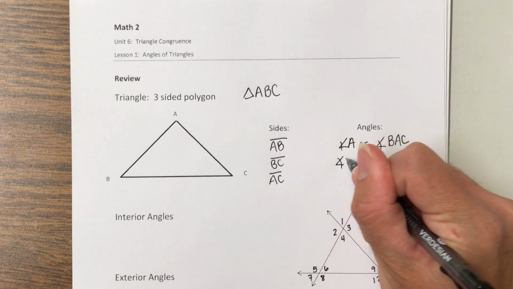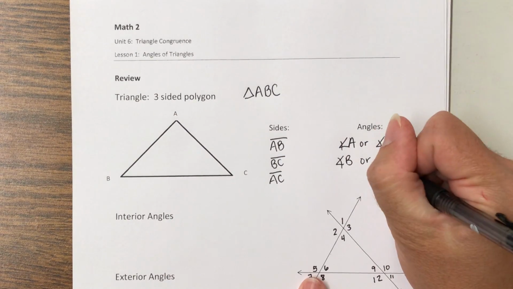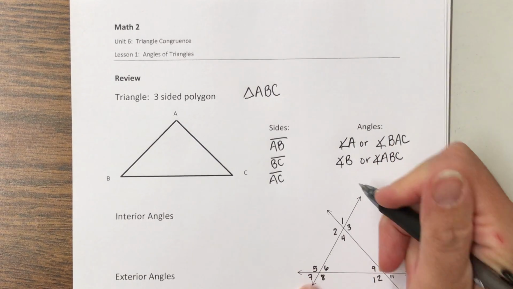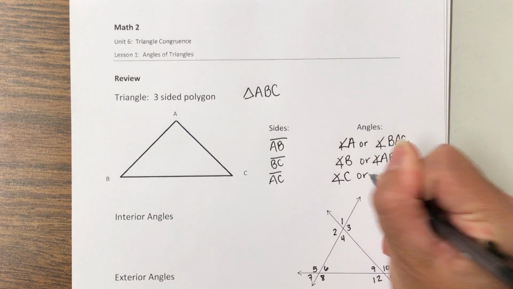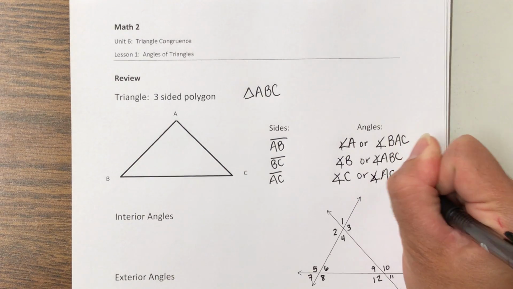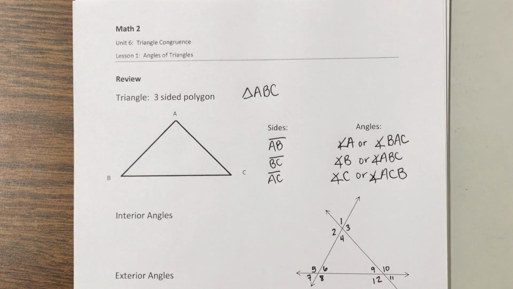So the other angle would be angle B or angle ABC. And then the last angle is angle C or angle ACB. Okay, so quick review. Now, the next thing we want to talk about is interior angles.